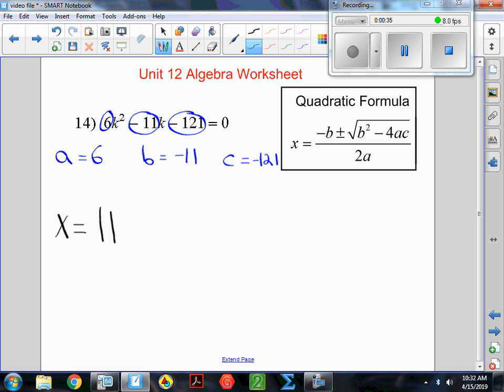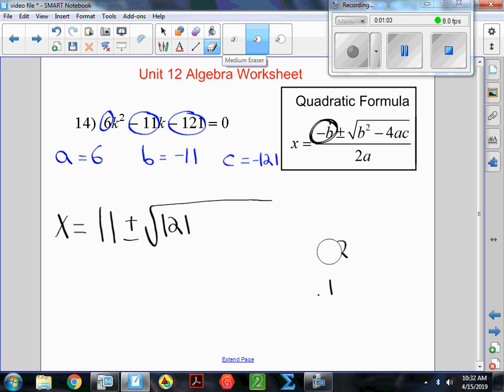So this is positive 11. Remember, this negative sign in the formula for b means the opposite of b. So x equals positive 11 plus or minus the square root of b squared. 11 squared is 121. Negative 11 squared is 121. If you take your calculator and you type in negative 11 squared, it's going to give you a negative number because of how you're typing it in.